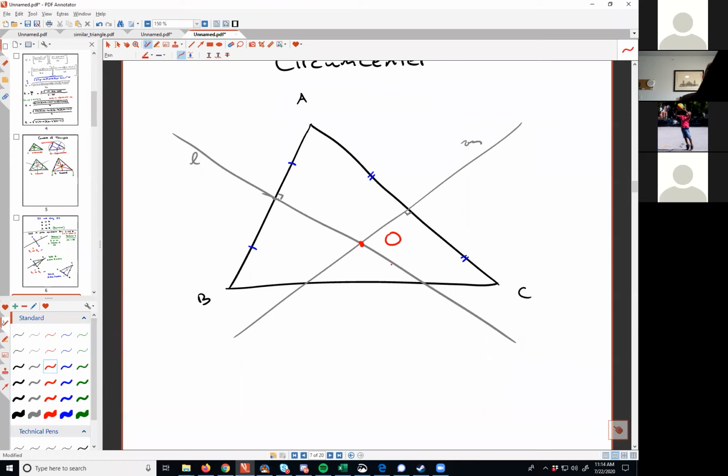And what do we know about the points that pass through O? We know that all the points on line L are equidistant from A and B, and that all the points on the other line are also equidistant from A and C. So if all the points on the first line are equidistant from A and B, and on the second one are equidistant from A and C, wherever they meet would be equidistant from A, B, and C.